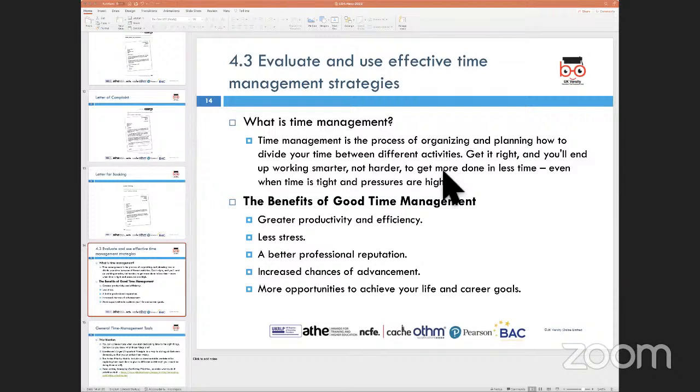Now, when we talk about good time management, we talk about things which are related to greater productivity, efficiency, managing time effectively. We would also look at lowering your stress. You have a better reputation, and that could be because you're always able to deliver the work on time or before time. It leads to chances of advancement.